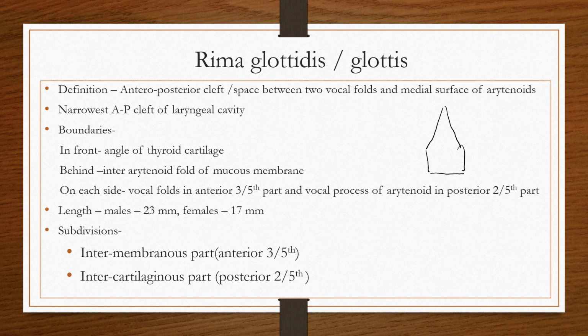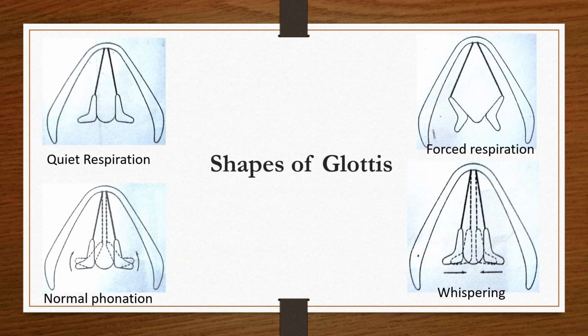The boundaries: in front is the angle of thyroid cartilage, behind is the interarytenoid space or the fold of mucous membrane, and on each side are the vocal folds. The length in males is 23 mm, in females is 17 mm. It is divided into the intermembranous part, which is triangular and forms the anterior 3/5, and the intercartilaginous part, which forms the posterior 2/5. The shapes of the Rima glottis will be next to write in the short note.